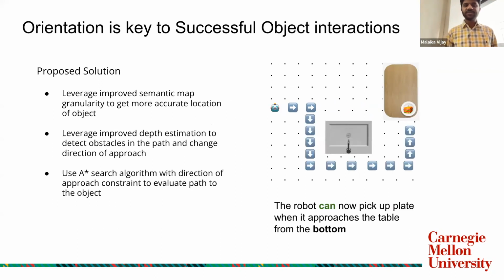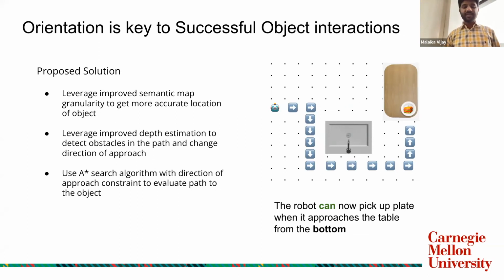So the proposed solution that we intend to implement over the next semester is to, firstly, leverage the fact that we are going to have much finer granularity over the semantic map. So we have much more precise locations of the sandwich and also the entire table. And second, we have a better depth estimation module as well.